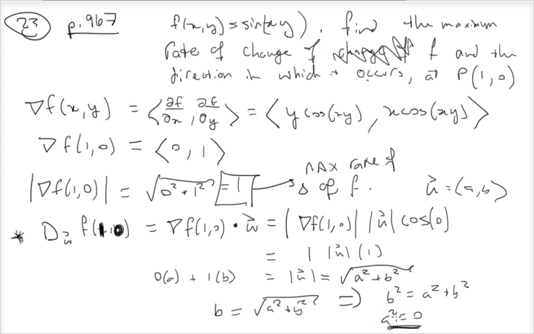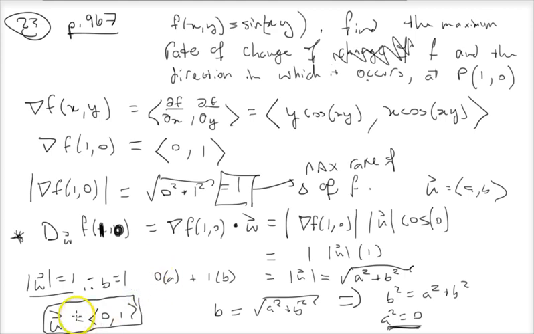And since we know that the magnitude of u has to be 1, that means that the only other way to make that magnitude 1 is to make the other component 1, make b equal to 1. So therefore b has to be 1, and so our direction vector, our u vector, is going to be (0, 1). So now we have the two things that we were looking for. We have the greatest rate of change of function f is going to be 1, and the direction in which that maximum rate of change happens is going to be parallel to this unit vector, (0, 1).